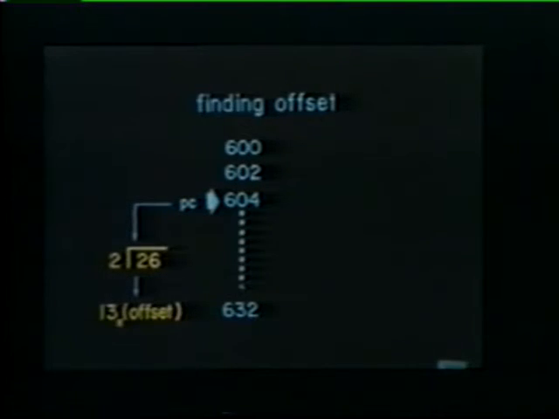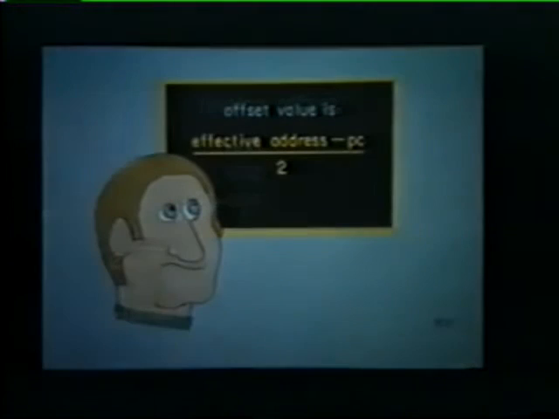Because the PC is always incremented by 2, we divide the octal difference of 26 by 2 to come up with the answer of 13. This is the offset value expressed in octal notation. Thus, we can say that the offset value is the effective address minus the program counter divided by 2. Remember this simple formula. It allows you to quickly calculate any offset value when you know the effective address.